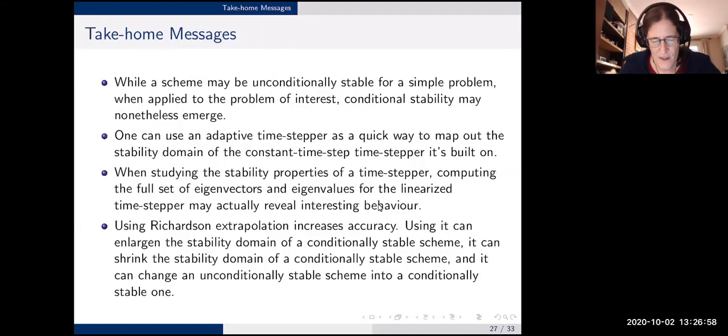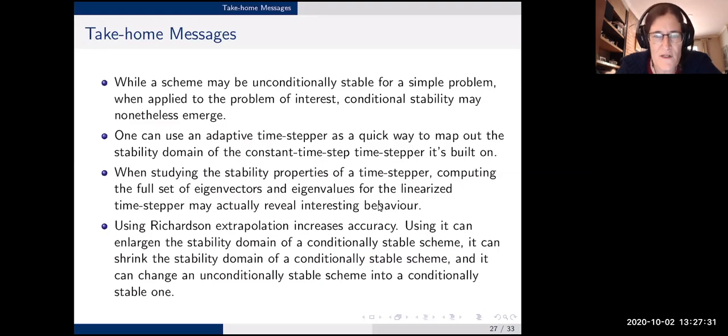And so let me deliver the take-home messages, and then I can show you a short little video. What are the take-home messages? The first take-home message is that you can have a numerical scheme that looks like it's unconditionally stable, and it might be unconditionally stable for a really simple problem, but then when you apply it to a problem that you actually care about, you find out that there are stability constraints.